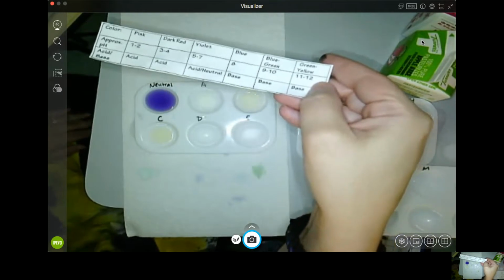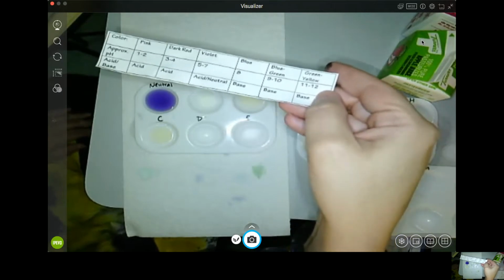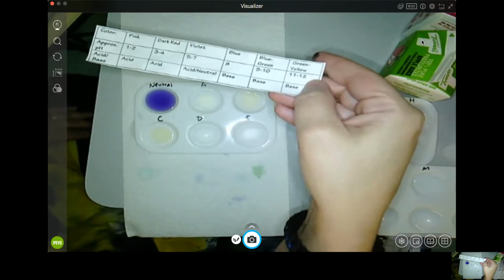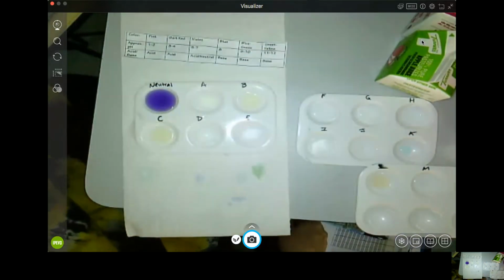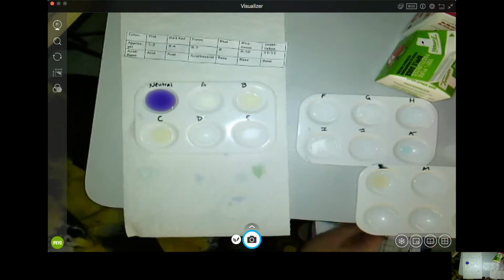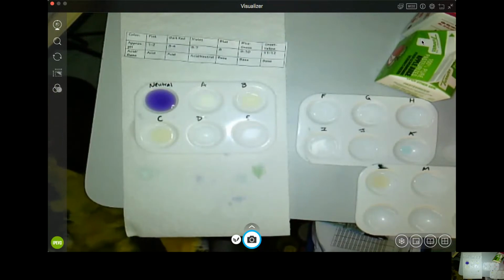We'll be able to tell where they're at. 8 is blue. That's a basic. Blue-green is 9 to 10. Again, basic. And green-yellow is a stronger base, and it's going to be 11 to 12.